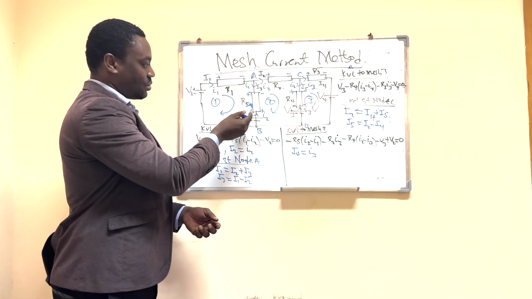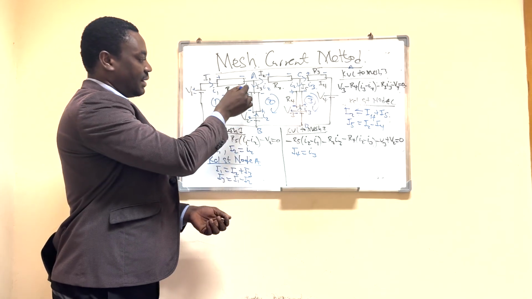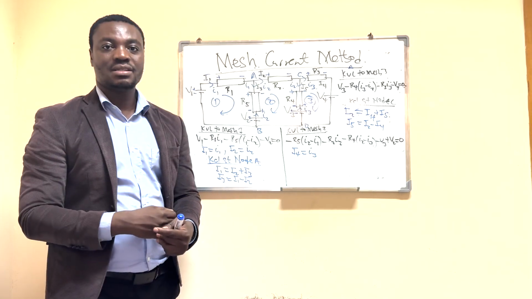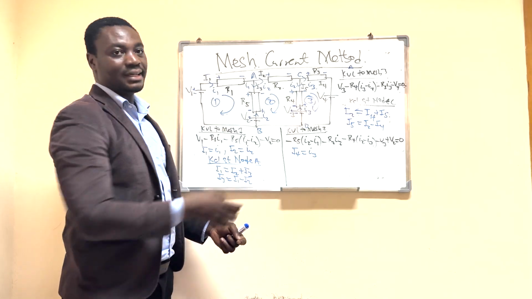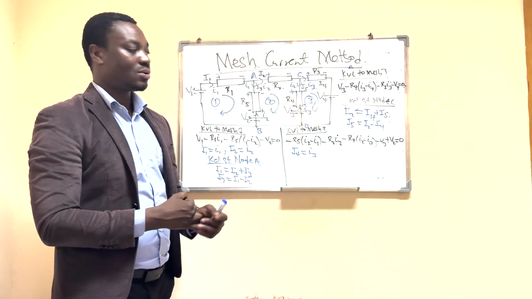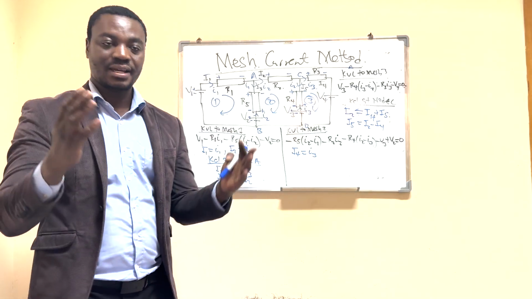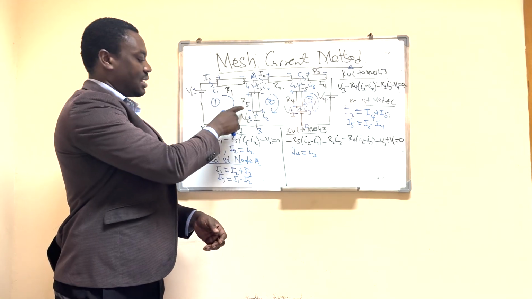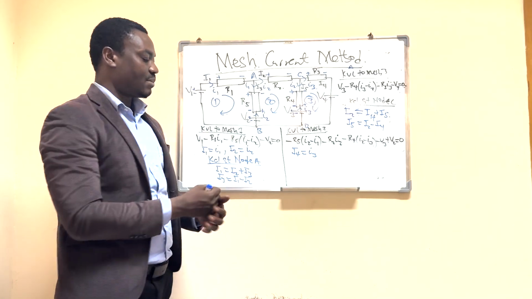Then I'll come here to R5. You can see R5 here. Mesh current I1 is passing through it, as well as mesh current I2. Because we are in loop 1, the mesh current I1 here is the dominant current. So we take I1 minus I2 times the resistance, which is R5. It's a drop, so we have minus here.